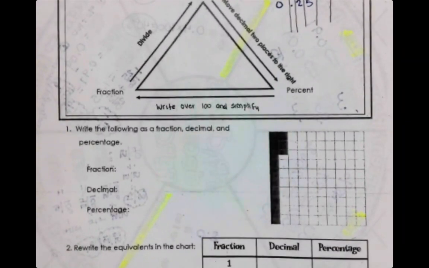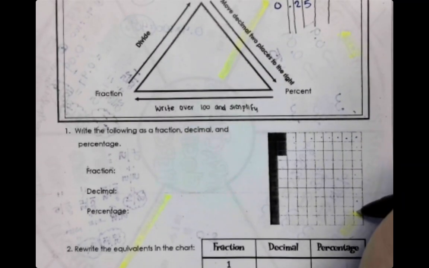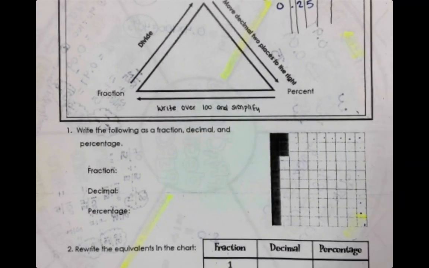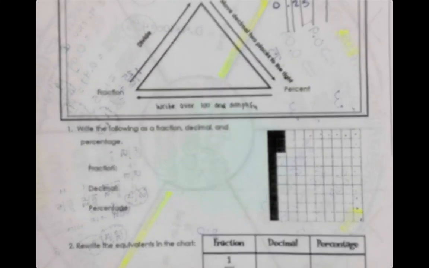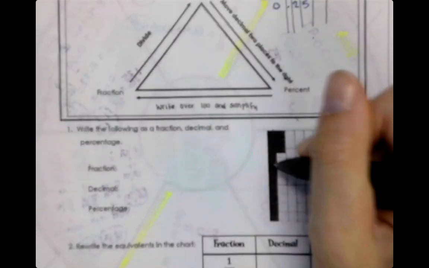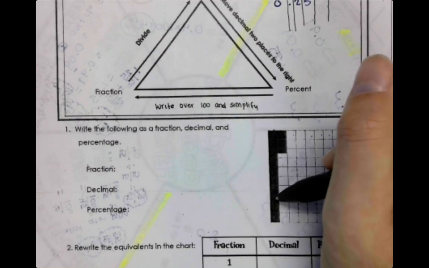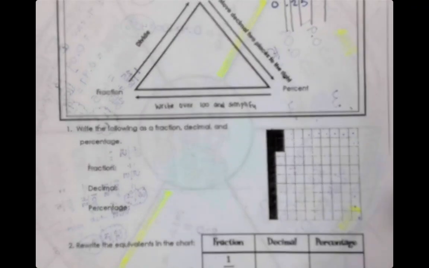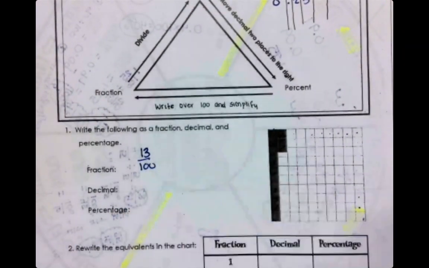So here it says, write the following as a decimal, fraction, and percent. If you notice, this is 1, 2, 3, 4, 5, 6, 7, 8, 9, 10, 20, 30, 40, 50, 60, 70, 80, 90, 100. So there are 100 boxes. How many boxes are shaded? Hopefully you said 13. So 13 out of 100 are shaded.